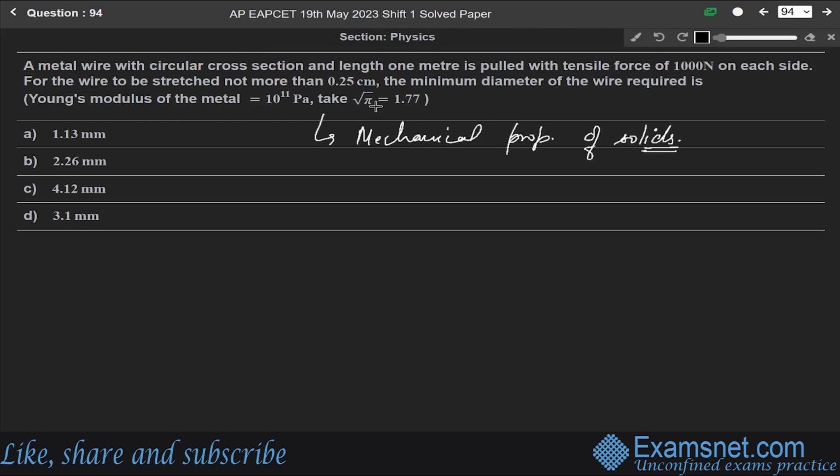Now we are given that the length L is 1 meter, and it is stretched not more than 0.25 centimeter, meaning the elongation delta L is given as 0.25 centimeter, which is 0.25 into 10 to the power minus 2 meter. We have to find the diameter. So we know that the Young's modulus Y is equal to stress over strain.